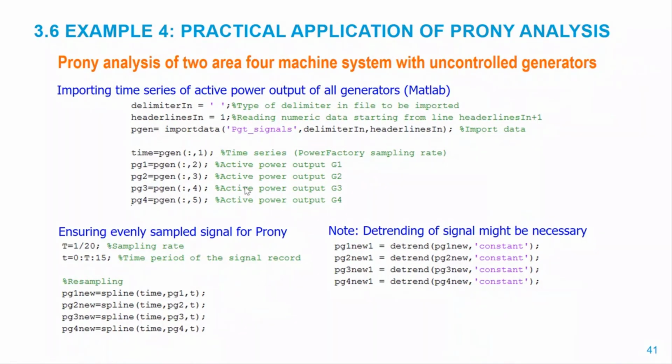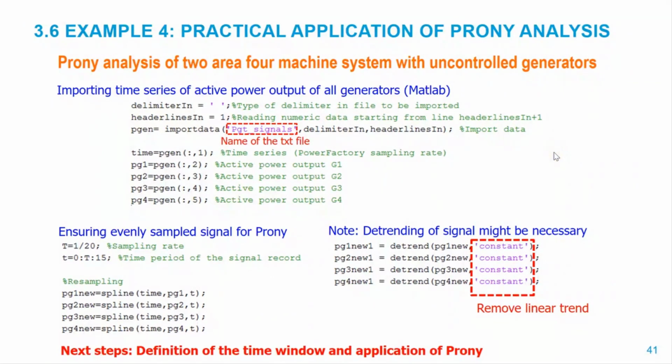Due to the adaptation of the time steps when solving the differential algebraic equations in the software, we have the case that the signals are not evenly sampled, which is also not okay for Prony. We should have evenly sampled signals. So to do that, we will resample the exported signals from PowerFactory. We define a sample rate of 20 Hz, and then we calculate the time periods equivalent for the sample rate, and then we resample the signal with the spline command. And then we can also remove linear trends in the signal, and then we are ready to apply Prony.